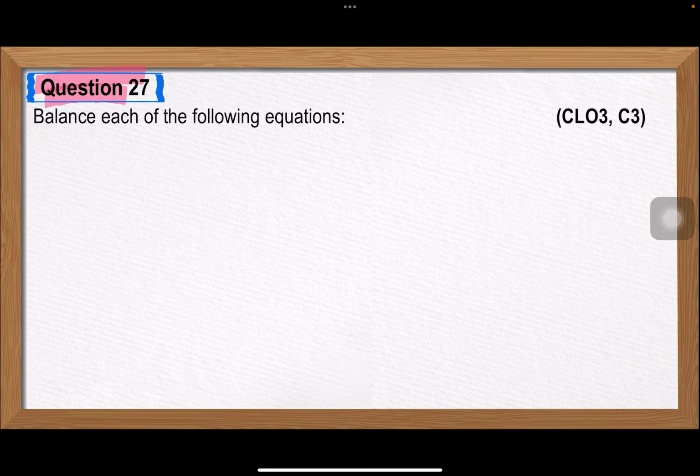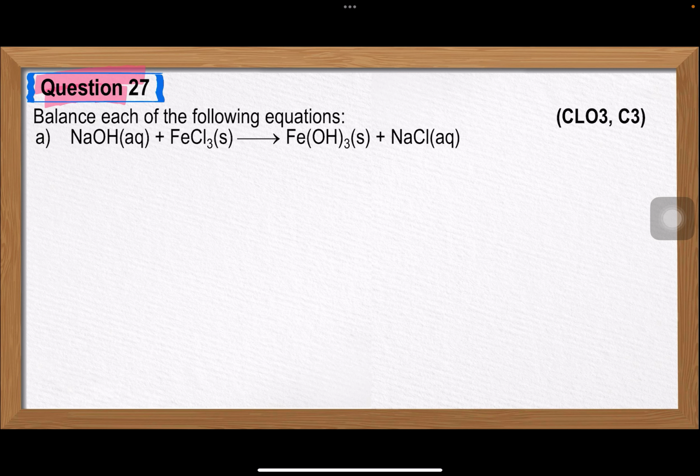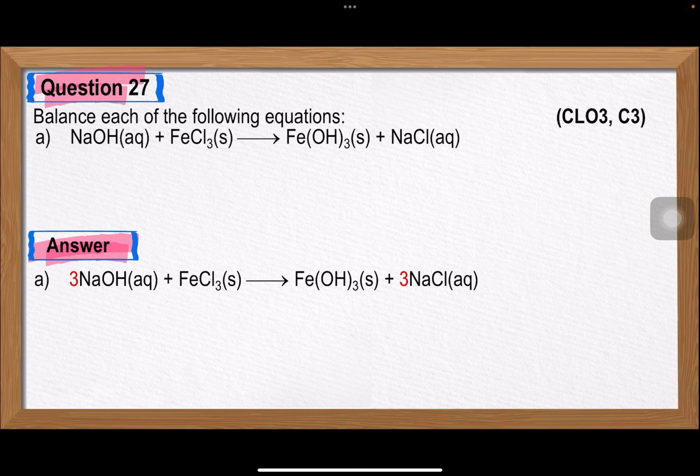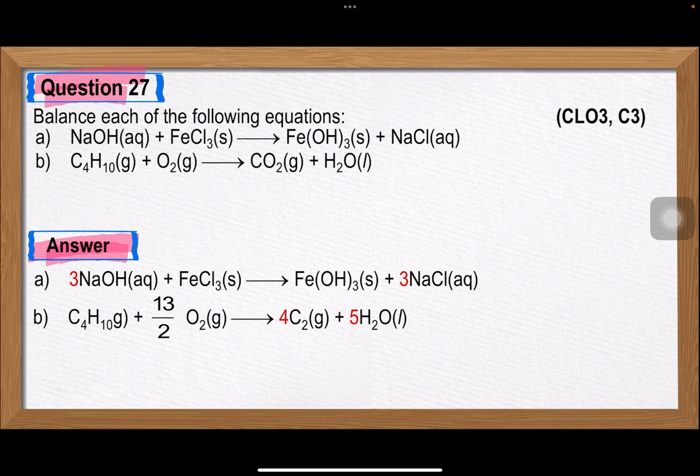Balance equation. We learn two types of balance equation. The first is the inspection method, the easiest one. You already learned this in secondary school. For A, the answer. For B, the answer. Should be no problem.